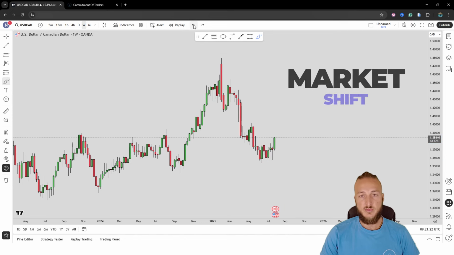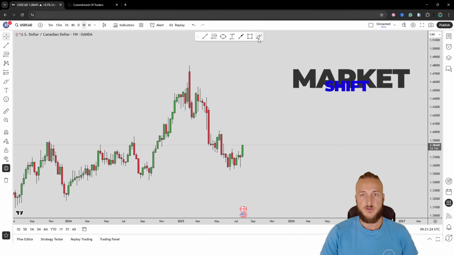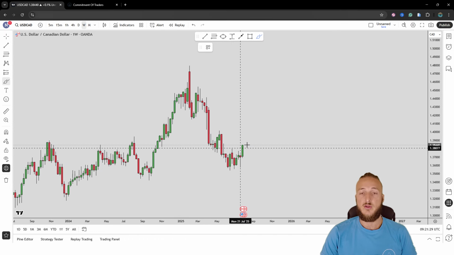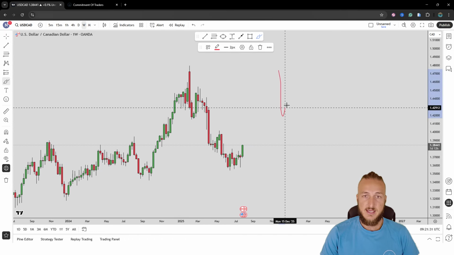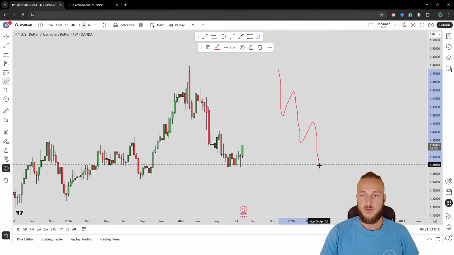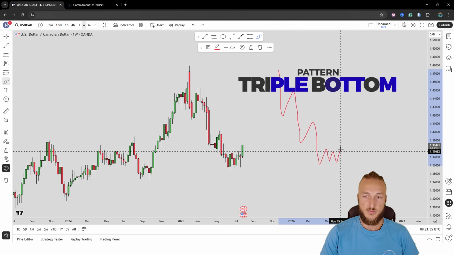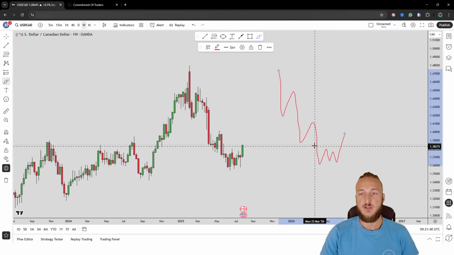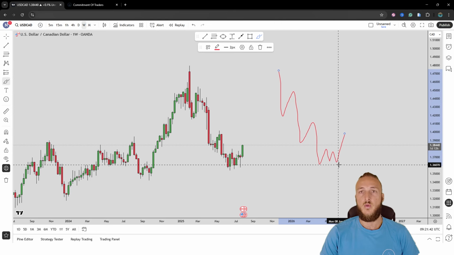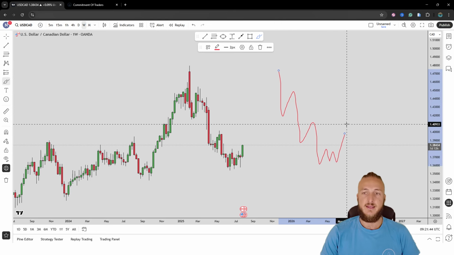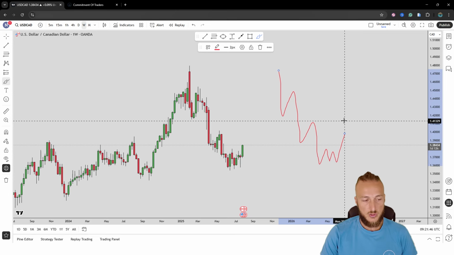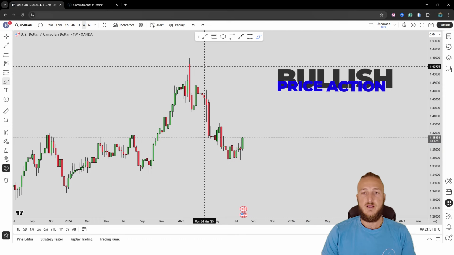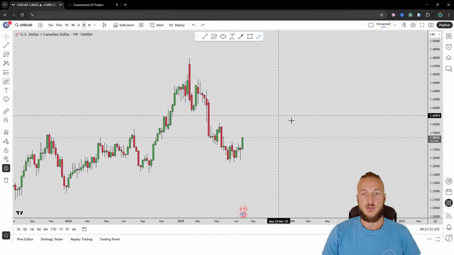So this is a textbook shift of structure from a weekly standpoint, from a weekly bearish market to a weekly bullish market. And in this case, the reversal pattern was this triple bottom, which is a quite popular pattern. It happens many times that the market tries multiple times to go lower. It fails every single time. And at that point, buyers take control of the market and you see the push to the upside. So from a weekly standpoint as well, everything looks quite bullish.